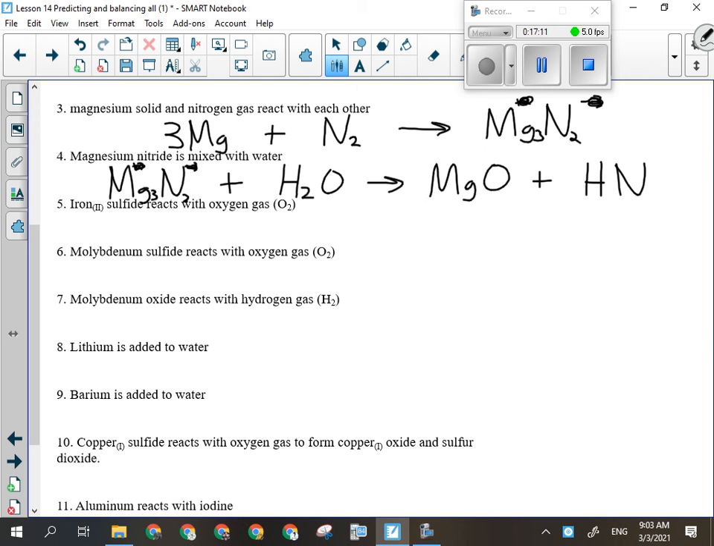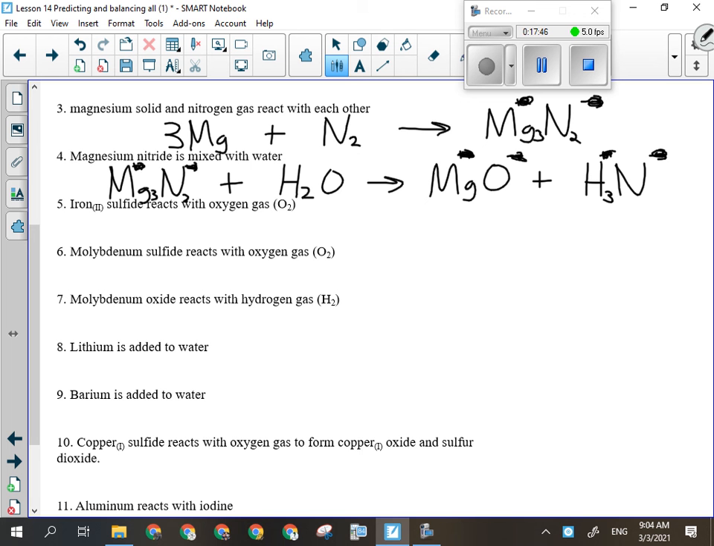Drop and swap. Oxygen's a -2, magnesium's a +2. That compound is good the way I have it written. Hydrogen is a +1, nitrogen is a -3. So when I drop and swap, I'm going to get H3N. All right, so now I've got the dropping and swapping done. Do I have any special elements? So that box is checked. I didn't have to worry about that part. Now I need to balance the reaction.